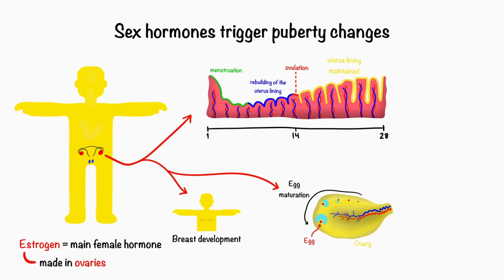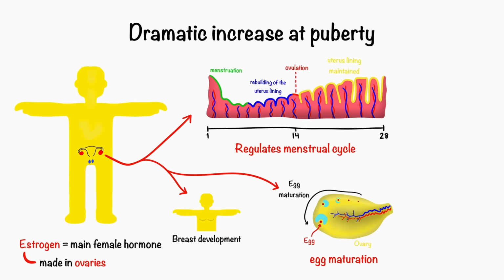In females, the main reproductive hormone is estrogen. It's produced by the ovaries and brings about physical changes, such as breast development. Estrogen is also involved in the menstrual cycle and helps eggs mature. These hormones don't just appear suddenly at puberty. They're actually released in very small amounts throughout childhood, but their levels increase dramatically during the teenage years.